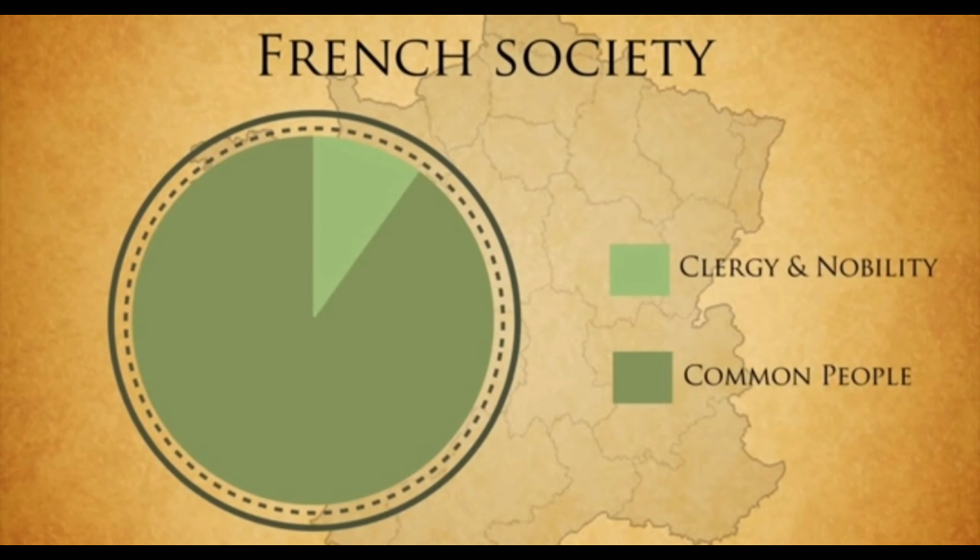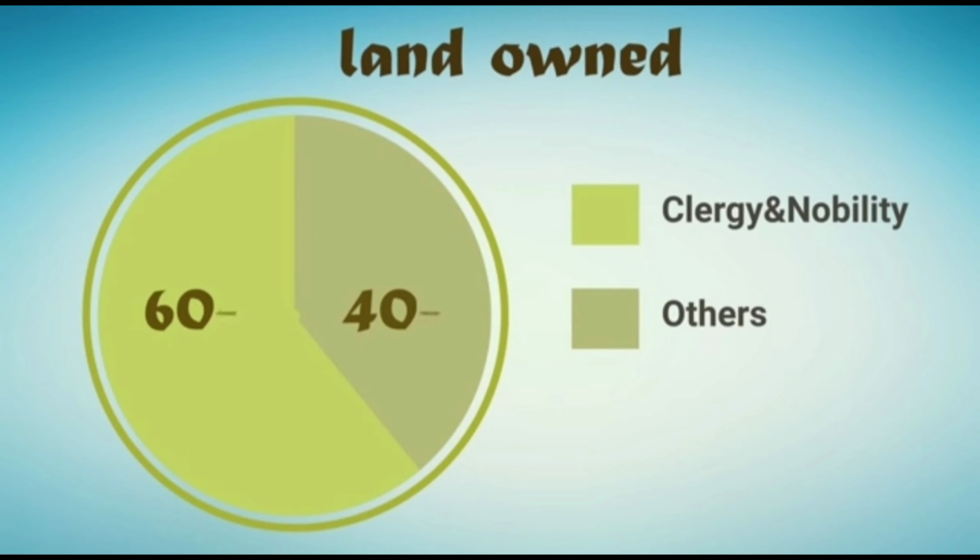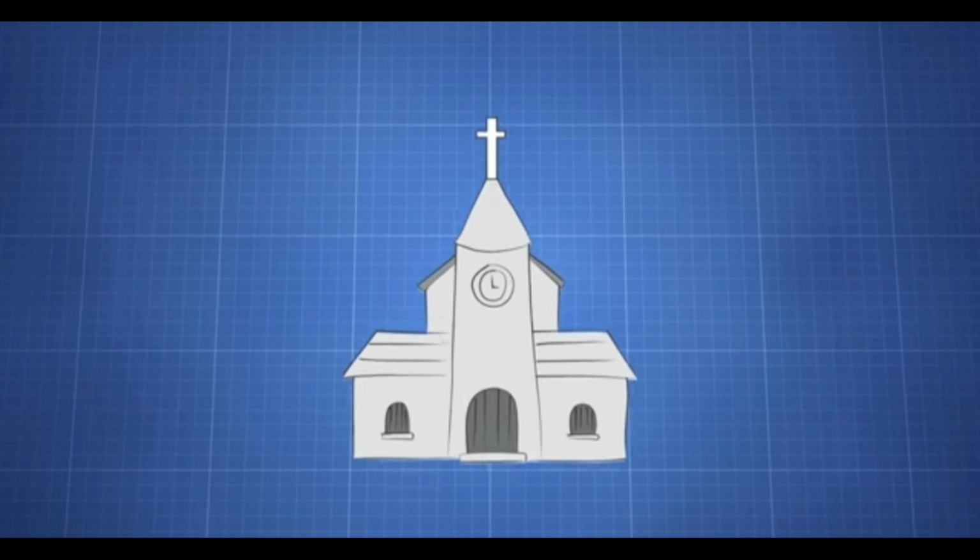The clergy and nobility were 10% of the population but possessed 60% of the land. The third estate was 90% of the population and possessed 40% of the land. The church collected taxes from common people, while the clergy and nobility were exempted from taxes.